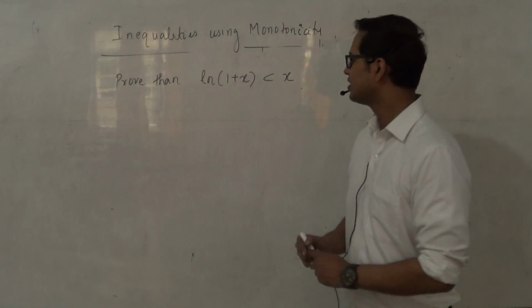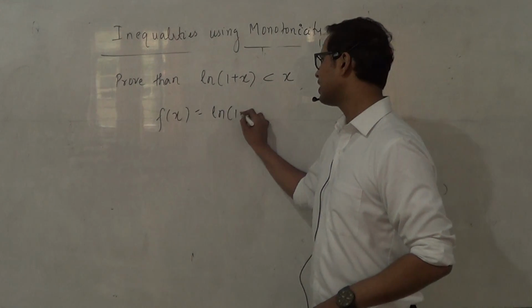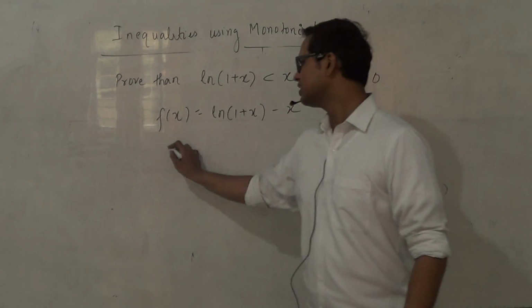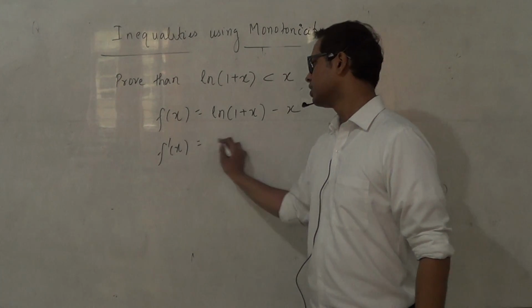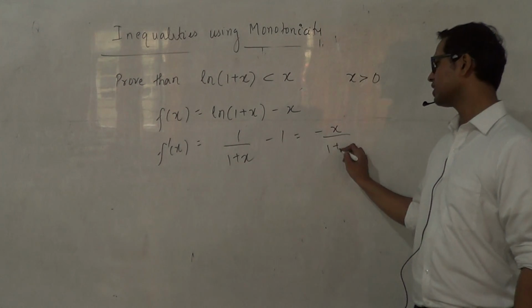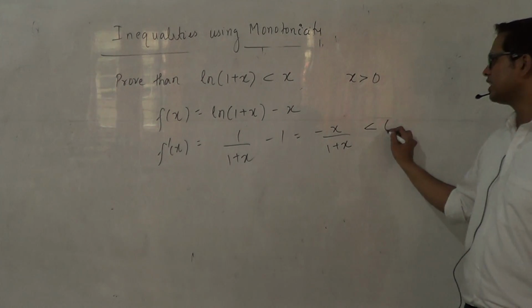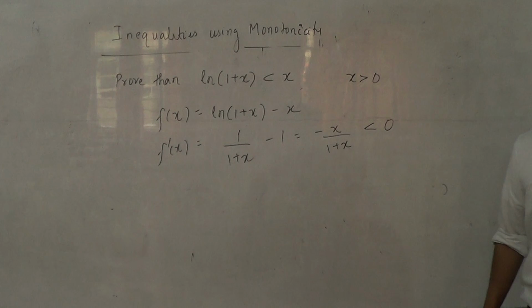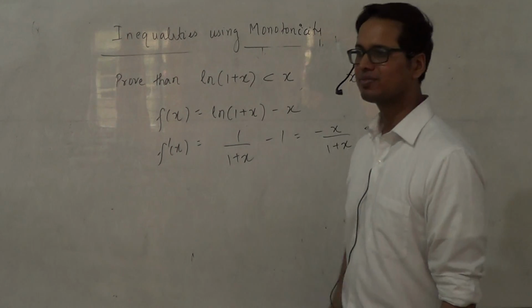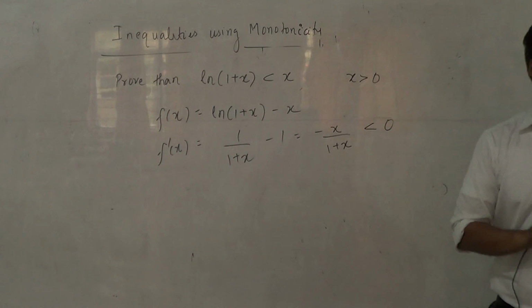So let's take this example. Let's take a function which is ln 1 plus x minus x. Correct? Find the derivative of this function. 1 by 1 plus x minus 1, which is minus x by 1 plus x. Can I say when x is positive, this will always be a negative term? Correct? Means f dash x is negative, so f of x is a decreasing function, yes or no?